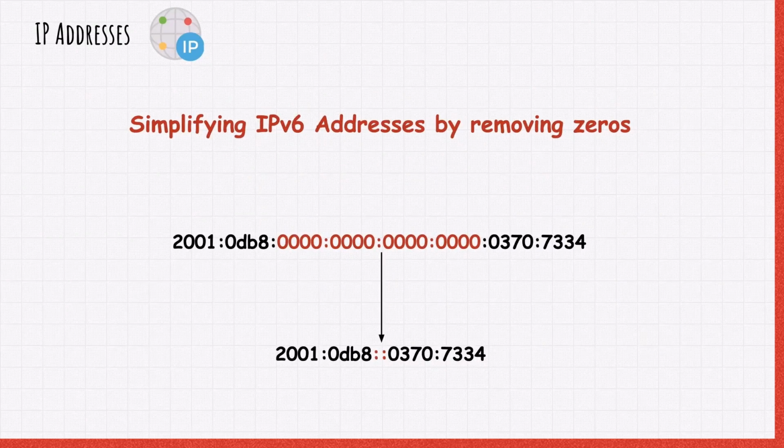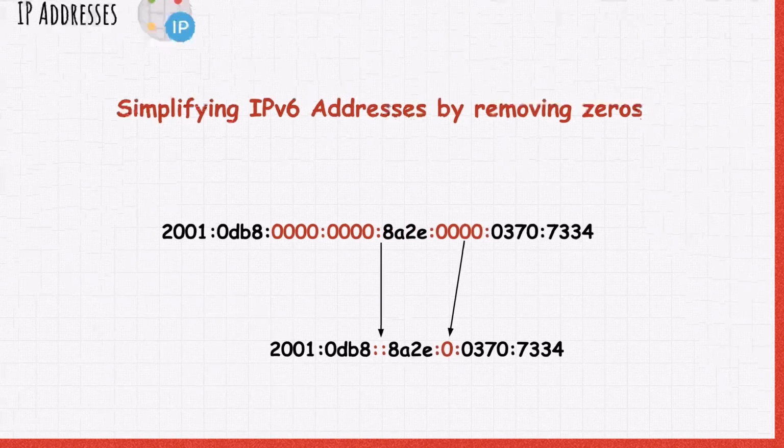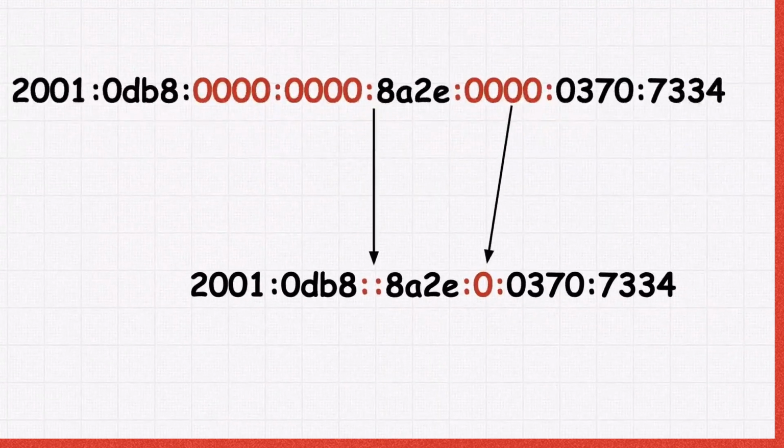So if you, for example, have multiple blocks of zeros in an IP, we can exchange the first block with a double colon, but the second block we must write as colon, 0, colon, and not just a double colon.